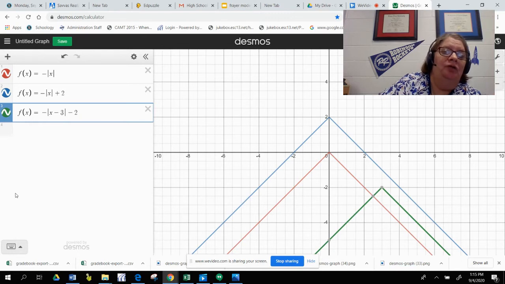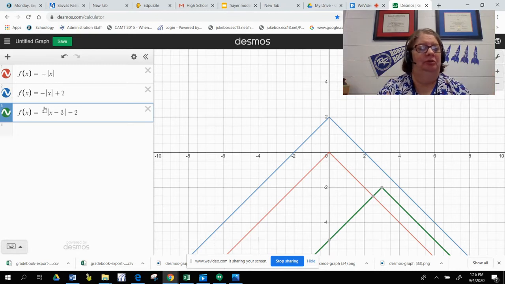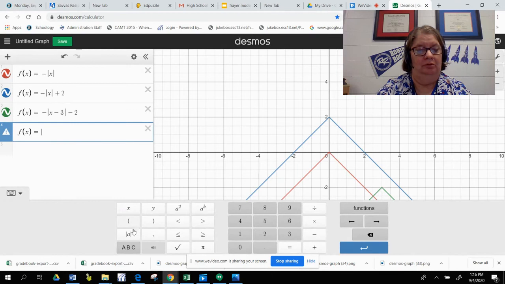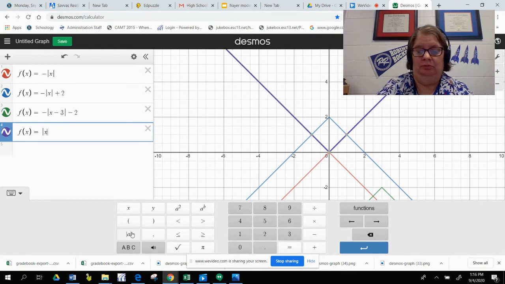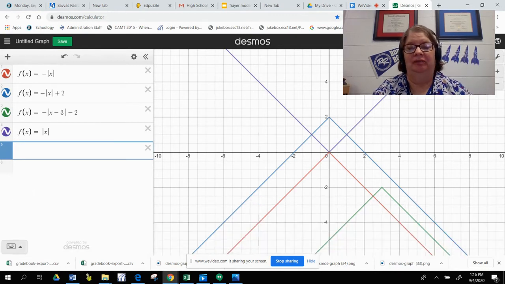Okay, so look at this. Here's the negative on the outside, right? The negative on the outside of any function reflects it across the x-axis, or basically flips it upside down. It takes all the points in the parent function. Here's our parent function. And it just flips it upside down.